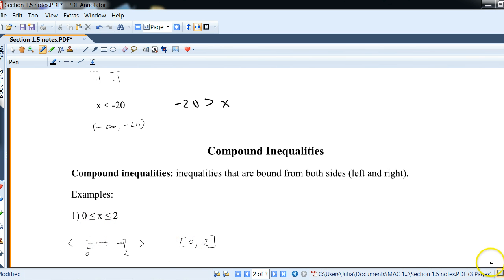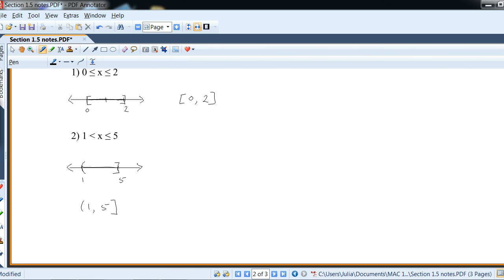Or you can write it as an interval. Looks the same kind of idea. Or x is between 1 and 5, but it can be equal to 5. So notice we can write it very similarly with the interval.